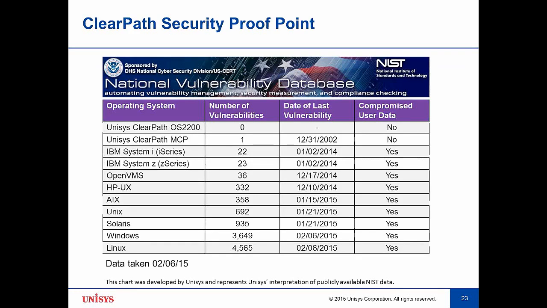Now, some of you who've been on these before have seen this diagram before, the ClearPath security proof point. In all the years that the National Institute of Standards and Technology has been tracking security issues with their National Vulnerability Database, there hasn't been a data compromise on a ClearPath Libra or Dorado system, nor has there been an externally reported security vulnerability in the OS 2200 operating environment. This unmatched security record is the direct result of thoughtful designs and careful implementations that have been refined over many years.